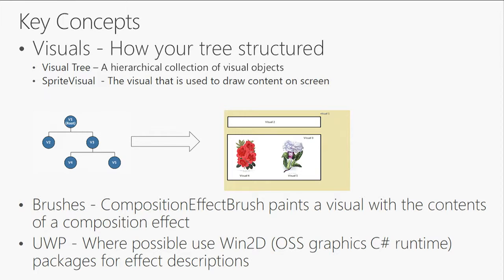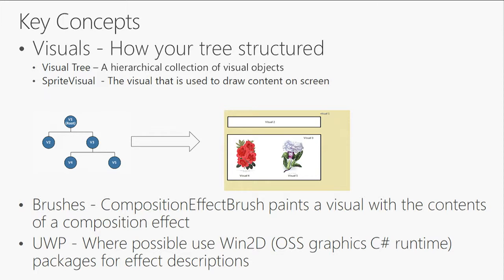Some key concepts to understand before we dive into code. You will hear us refer to a visual tree, which is a hierarchical collection of visuals or content. And often we will be using a sprite visual, and that is the visual that draws content to screen. So here you see I have a visual tree structure, and that is realized in UI. This is a close replication of that.